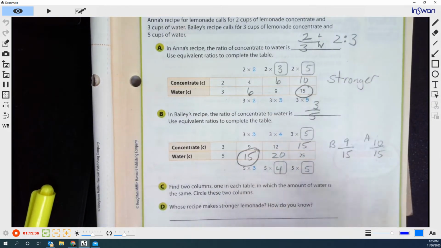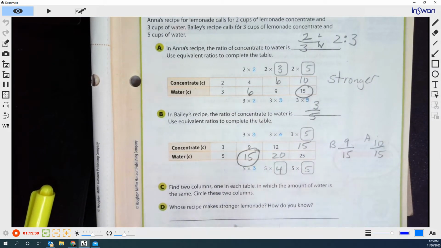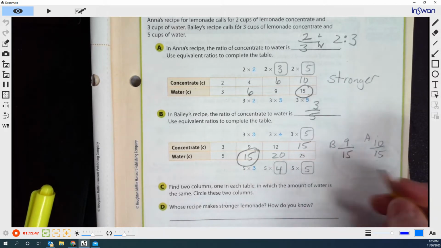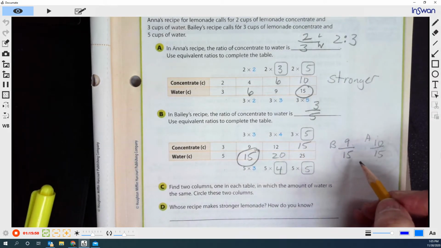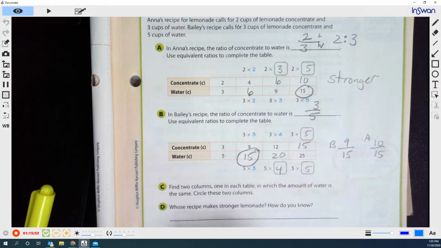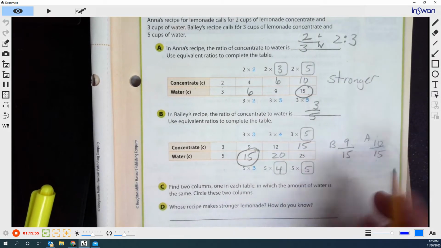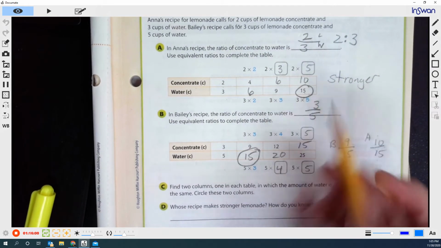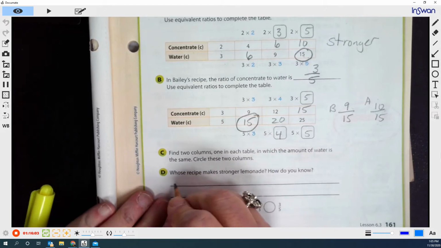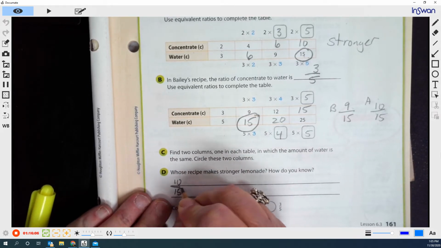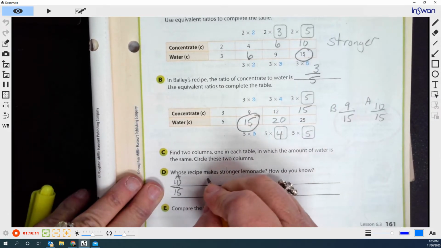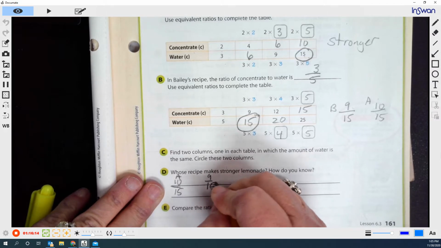Stronger lemonade. And that was just finding the common denominators. Everybody got that? And it's basically, when you look at them, just a comparison. If we have Anna's, it's 10 over 15 right here. So if we have Anna's recipe, I'm going to put an A there. And if we take the 15 denominator, we have 9 over 15 for Bailey.